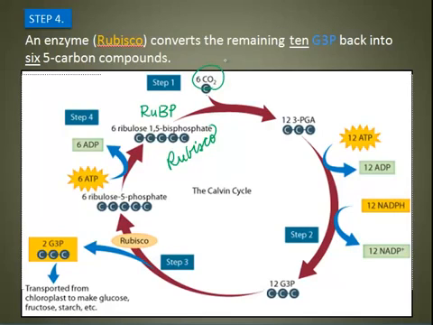This conversion of G3P into RuBP is going to require some energy in the form of ATP. So taking a look at the entire diagram here, take a minute to pause the video and explain why the Calvin cycle is called a cycle.